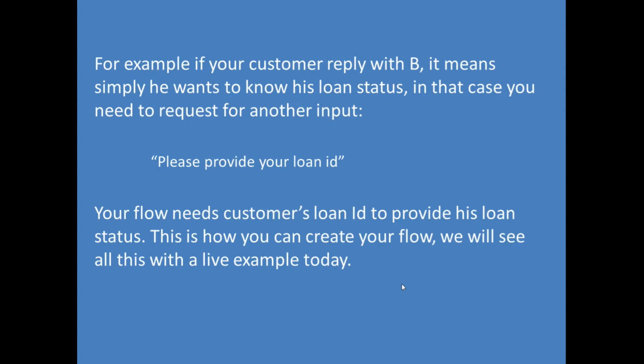For example, if your customer replied with B, it means he simply wants to know his loan status. In that case, you need to request another input: please provide your loan ID. Your flow needs the customer's loan ID to provide his loan status. This is how you can create your flow. We will see all this with a live example today.